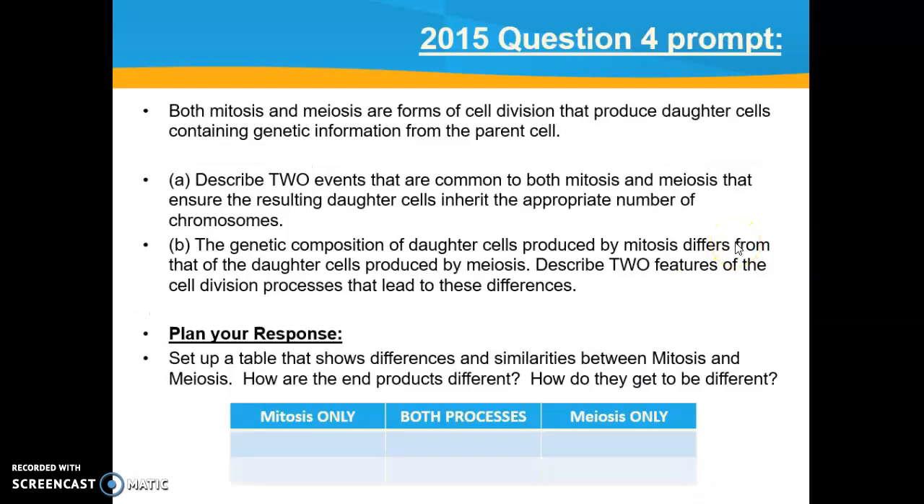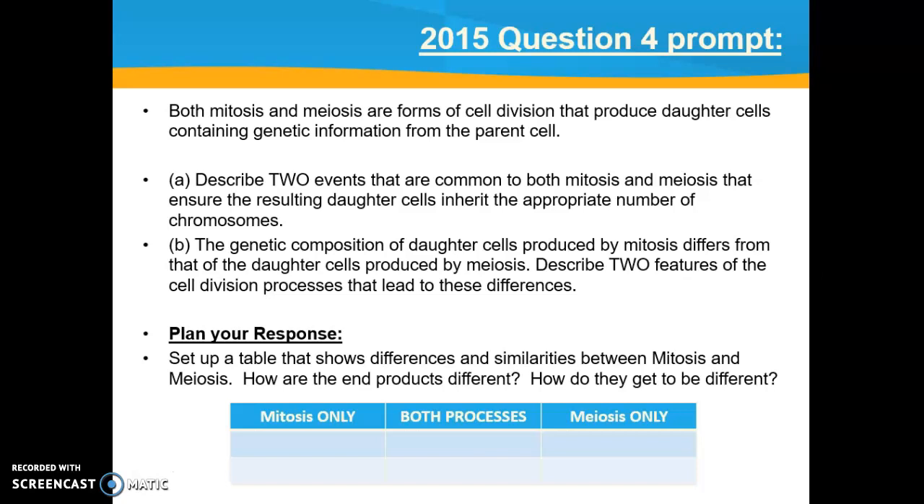And coming up is a fairly old question from 2015. So for both mitosis and meiosis, these are both types of cell division that have daughter cells. For part A, describe 2 events that are common and how they ensure that the resulting daughter cells inherit the appropriate number of chromosomes. And then part B, the number of chromosomes or the genetic composition of those daughter cells is different. Describe 2 features that lead to these differences.